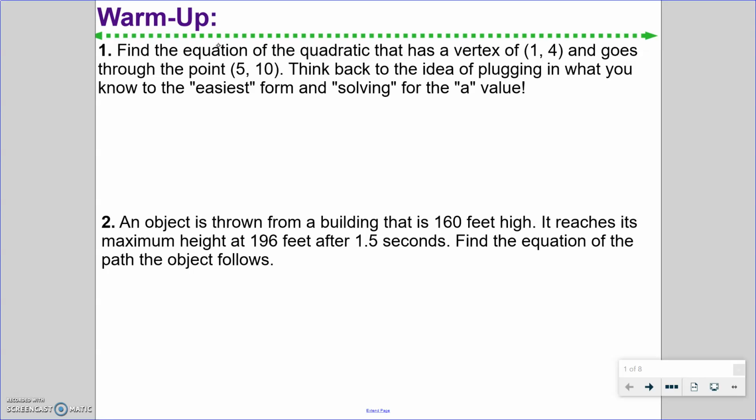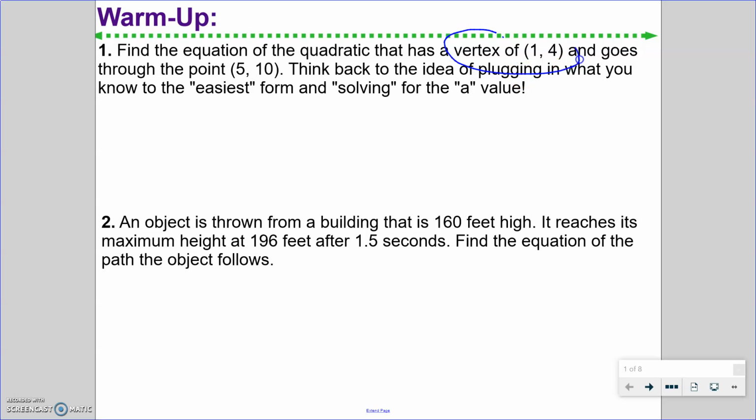So take a minute, try these 2 warm-up questions on a separate sheet of paper and pause this video. When you've given it a try or you're ready to see the answer, go ahead and unpause. So the first question, find the equation of the quadratic that has a vertex of (1, 4) and goes through the point (5, 10). Think back to the idea of plugging in what you know to the easiest form and solving for the a value.